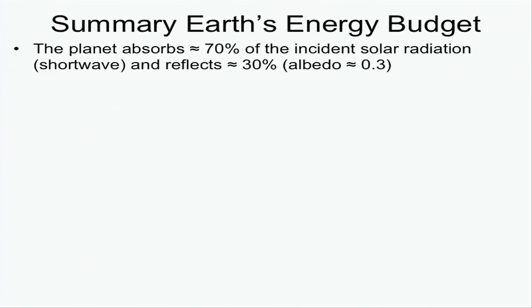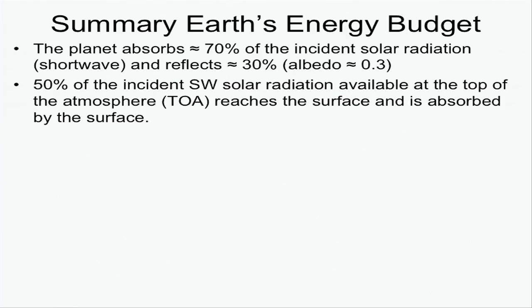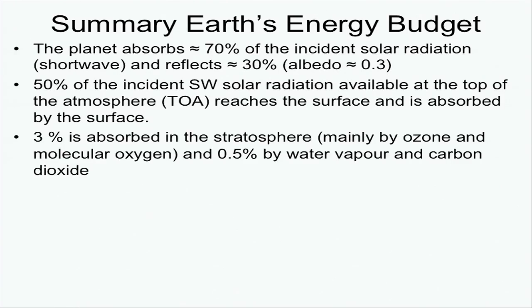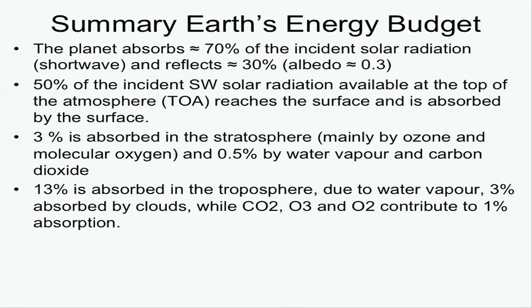50% of the incident shortwave solar radiation available at the top of the atmosphere reaches the surface, 50%. And then it's absorbed there at the surface. 3% is absorbed at the stratosphere level, mainly, as we discussed, by ozone and molecular oxygen. Only about 0.5% is absorbed by water vapour and carbon dioxide. So those are actually relatively small quantities in the stratosphere. Once we get into the troposphere, things obviously get a bit bigger in terms of molecular concentrations. 13% is absorbed in the troposphere. That's mainly, again, due to water vapour, 30%. Then we have about 3% absorbed by clouds. And then, of course, carbon dioxide, ozone, and oxygen also contribute about 1% of the absorption.